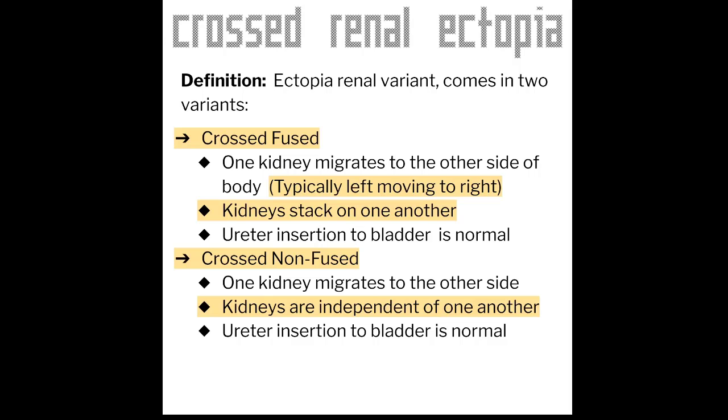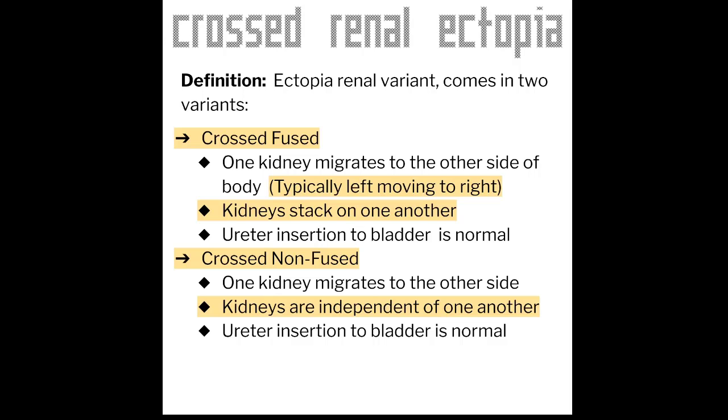Moving on to our next anomaly, we have crossed renal ectopia. So now we're going to get into some more detailed versions of ectopia, crossed renal ectopia being our first. This means that a kidney moved up into the abdomen, but then it went to the other side. And as the kidney moves to the other side, there actually are a couple ways that it can cause problems for itself.